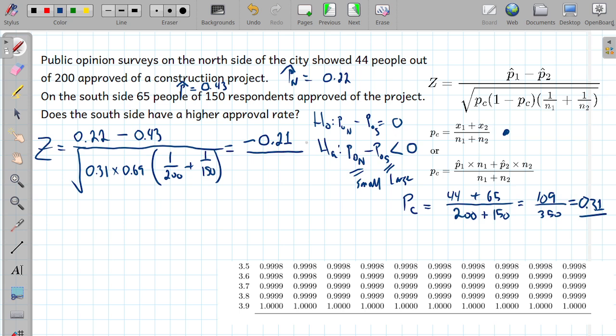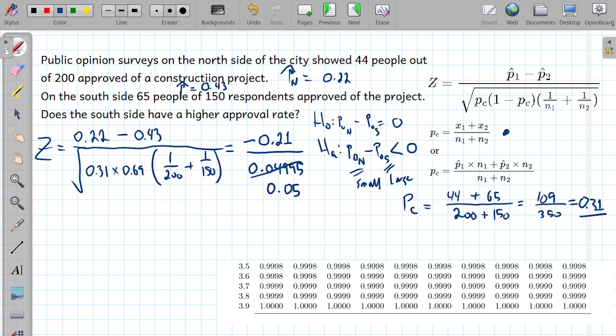And the denominator is calculator work. 0.31 times 0.69. Then we open a bracket, go 1 divided by 200, and 1 divided by 150, and we get that, and we take the square root of that, and we get 0.04995. Well, you know what? That's so close. That rounds to, we're not going to do that one. We're going to use 0.05 because why the hell wouldn't you, right?